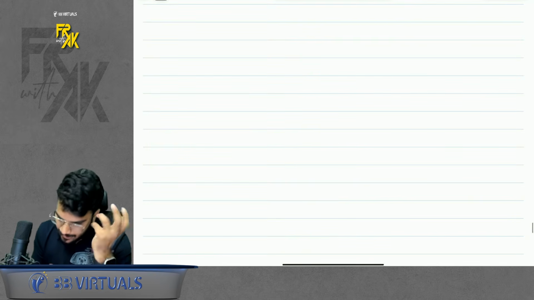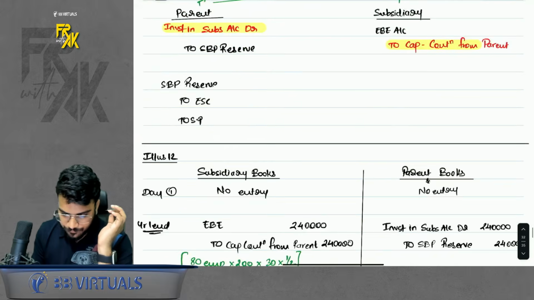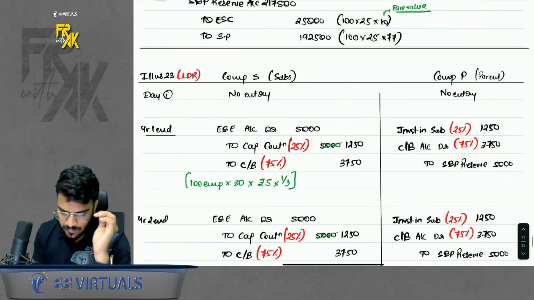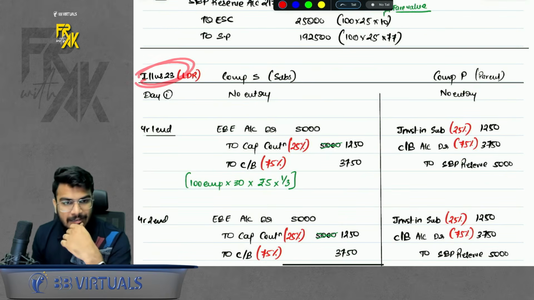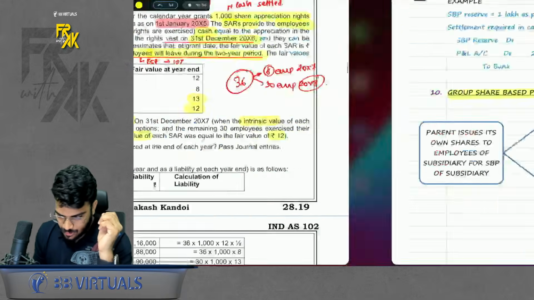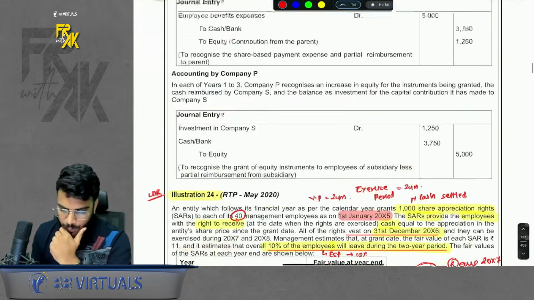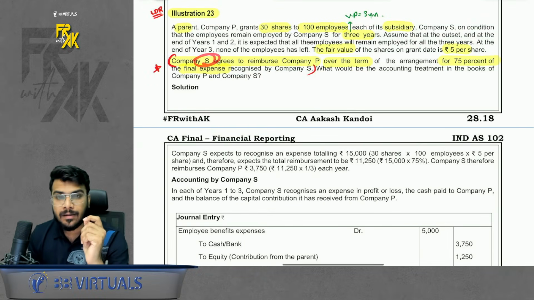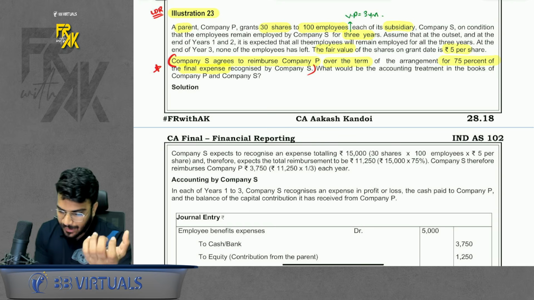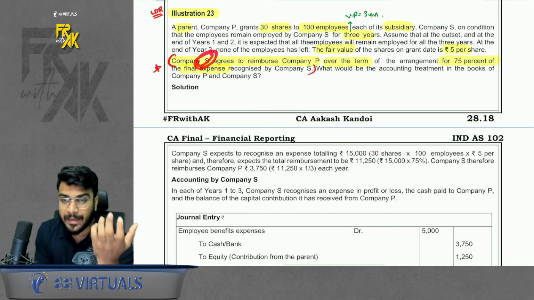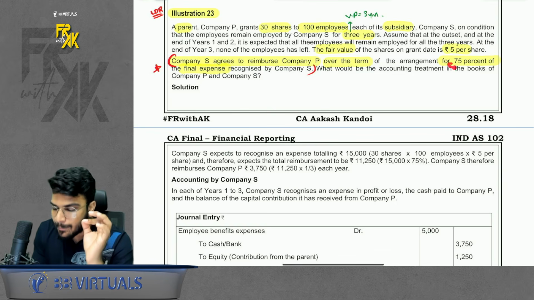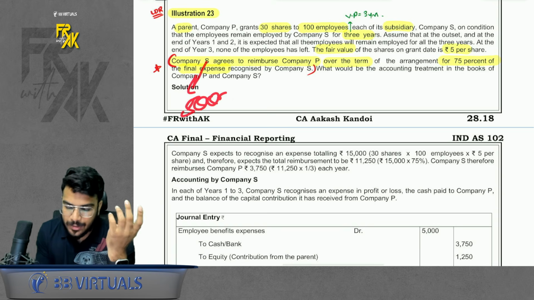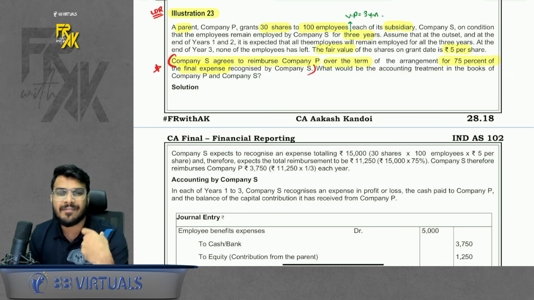Based on this, we did 2 or 3 questions also. But the important part here is one question I will discuss, illustration number 23. I will show the illustration also if you want. What was happening is that the subsidiary is saying that it doesn't want the full help. Whatever help it receives from the parent, it is ready to reimburse 75%. So let's say it is receiving a help of 5,000. It will reimburse up to 75% of the help.